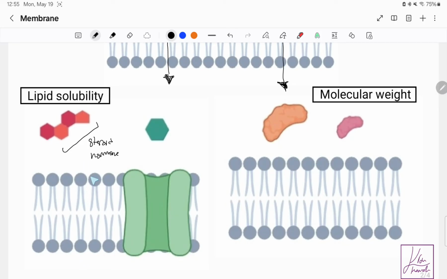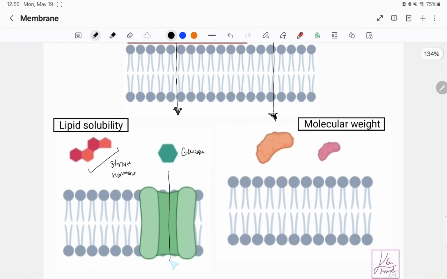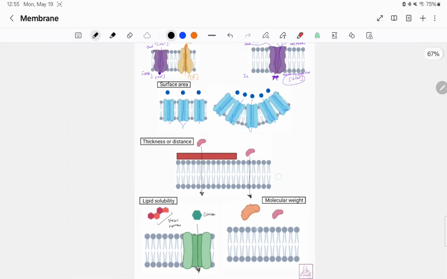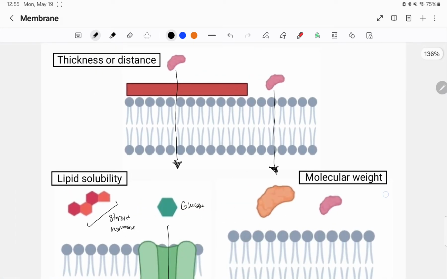They can just go through the cell membrane. Something that is not lipid soluble, or very poorly lipid soluble, is glucose. It requires a carrier in order to actually be able to get across. And that's because it's water soluble.